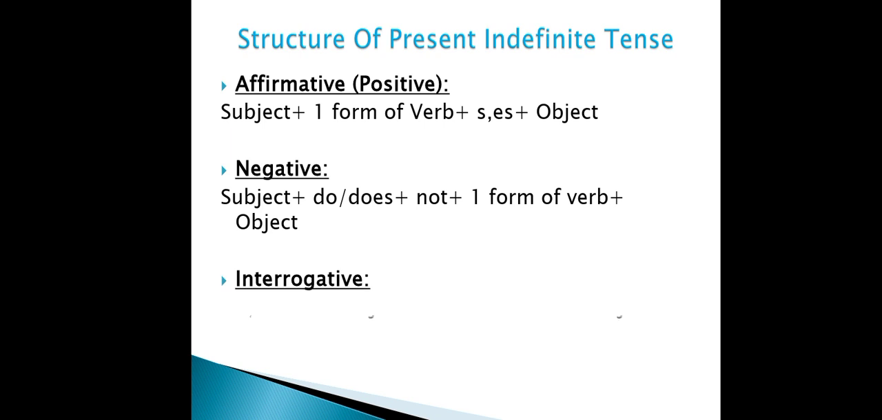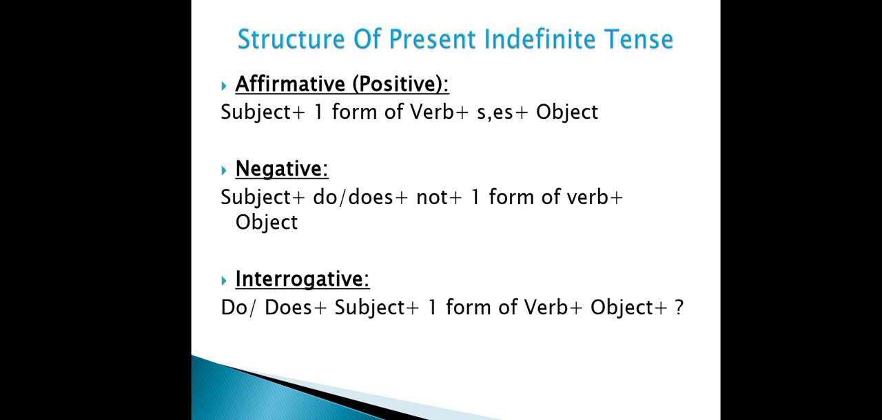Interrogative sentence. Do and does will come first. We know that when we have to make an interrogative or question sentence, the helping verb or auxiliary verb comes forward. So first of all, we have to write do or does, then subject, then first form of verb, and then object. You have to note down this structure and formula. It will definitely help you to make sentences in simple present tense.